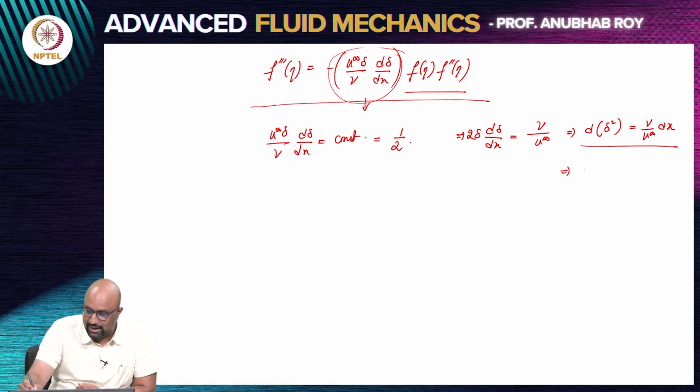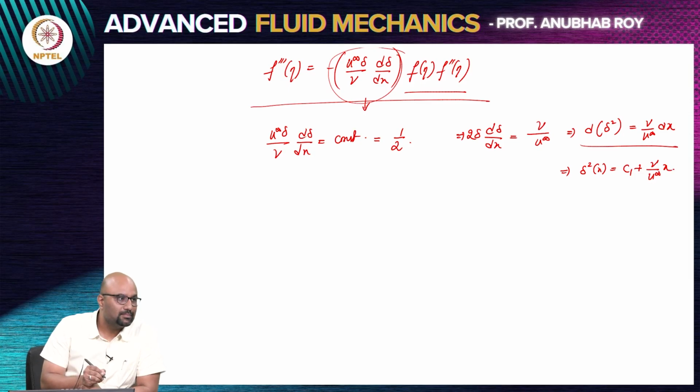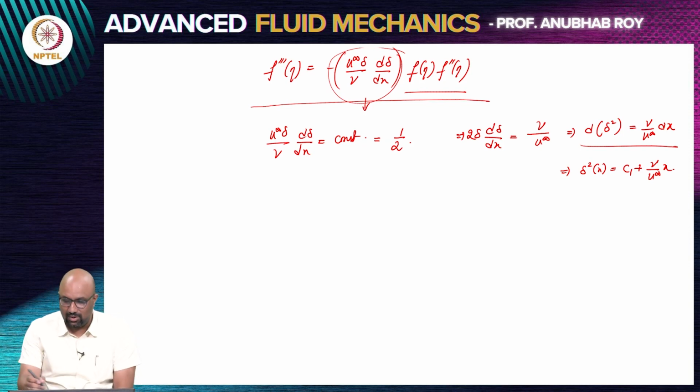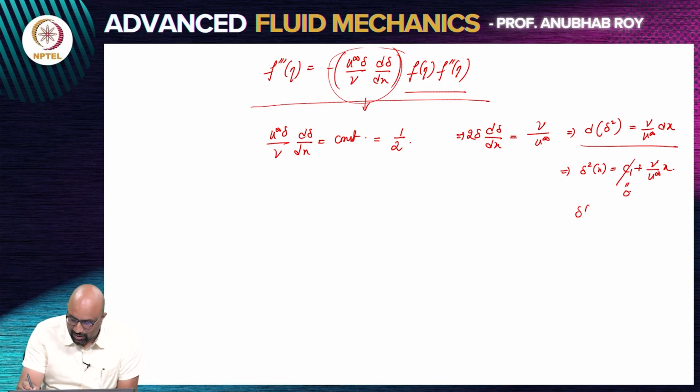So, if you integrate this equation, you will have delta square of x is equal to some constant plus nu by u infinity of x. Now, what is the choice of that constant? This basically says what is the thickness of that boundary layer when it starts at x equals 0. So, if we say that the boundary layer is starting at x equals 0, I can equate this constant to 0. So, I have then delta of x is equal to square root nu x by u infinity.